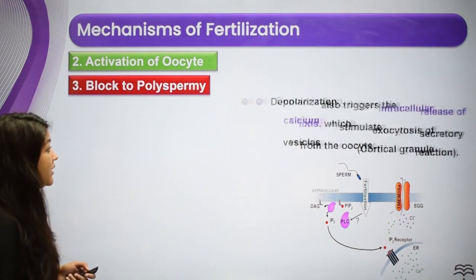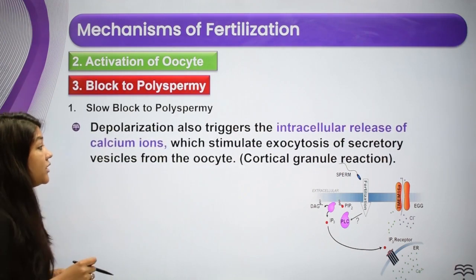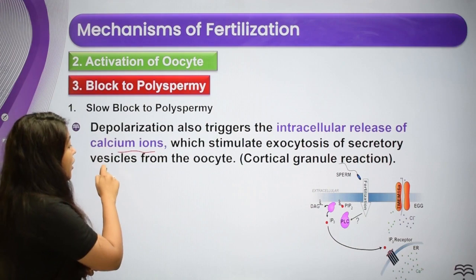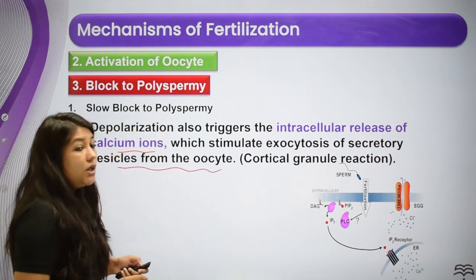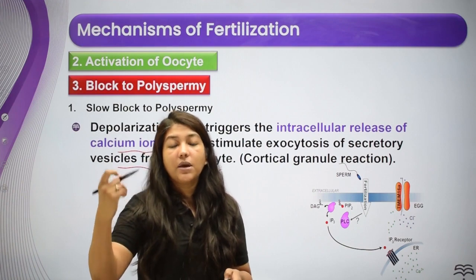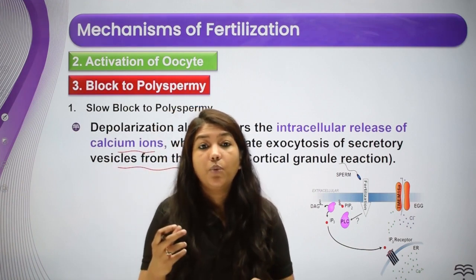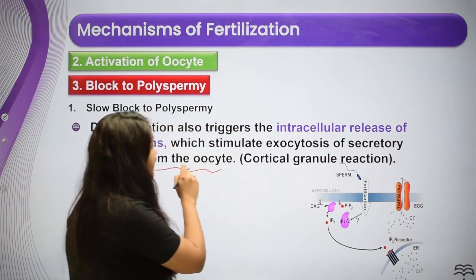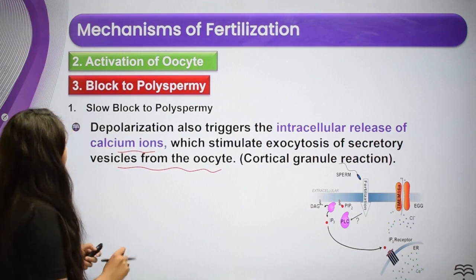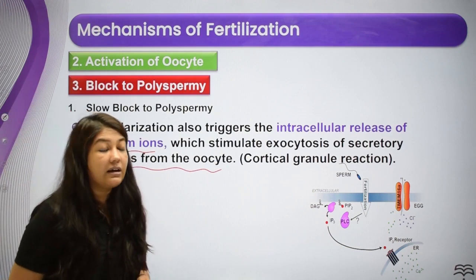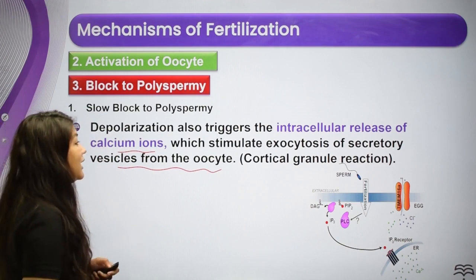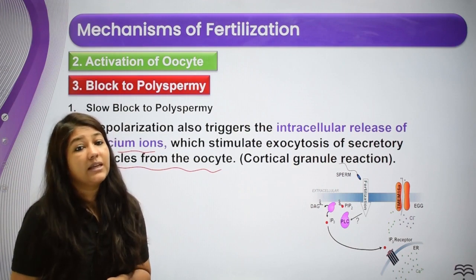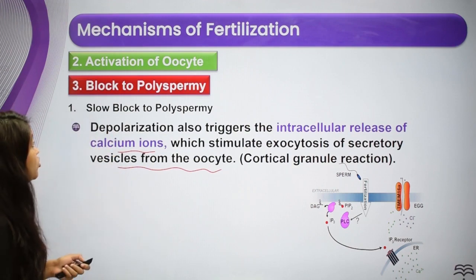Depolarization also triggers the intracellular release of the calcium ions, which stimulate exocytosis of secretory vesicles from the oocyte. ठीक है, अगर तुम लोगों को इसके बारे में थोड़ा सा आइडिया है, what happens is the membrane of the oocyte becomes very thick. So it is because of the deposition of these calcium ions. All right, so depolarization और क्या trigger कर रहा है? It is triggering the intracellular release of the calcium ions, which stimulates the exocytosis of secretory vesicles from the oocyte.